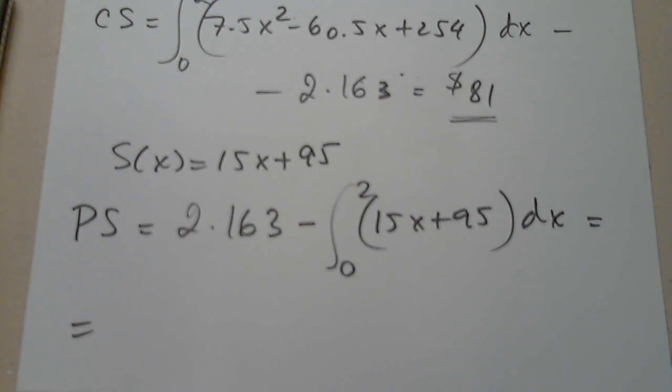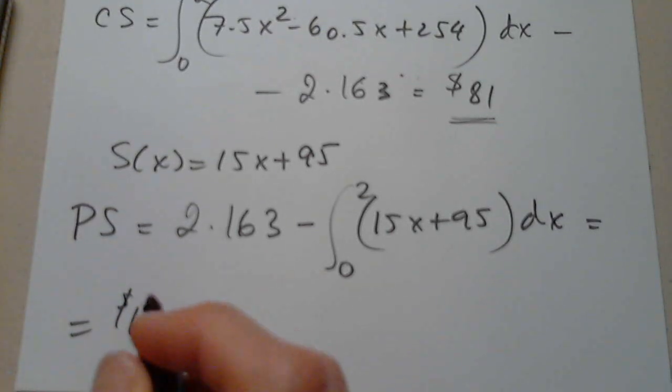Oh, it did not even take that. Okay, so 2 times 163 minus. Good. So 2 times 163 minus the integral from 0 to 2 from 15x plus 95 dx. This will give us the producer surplus.